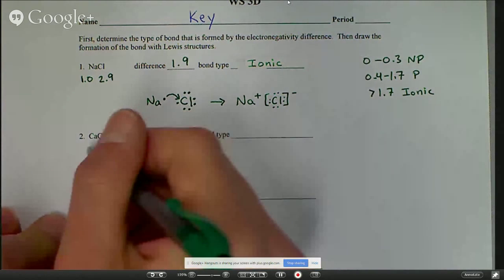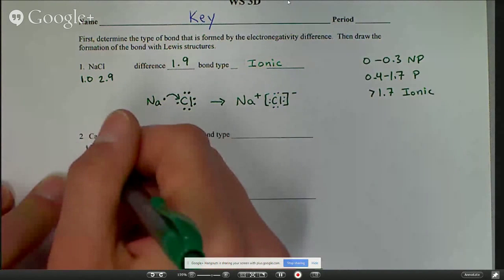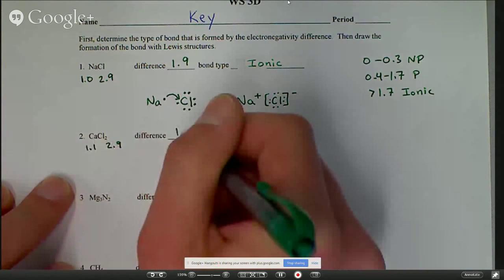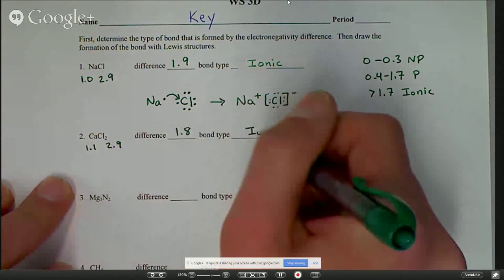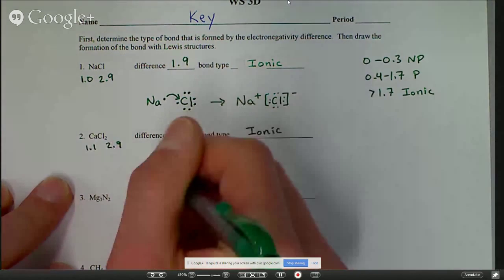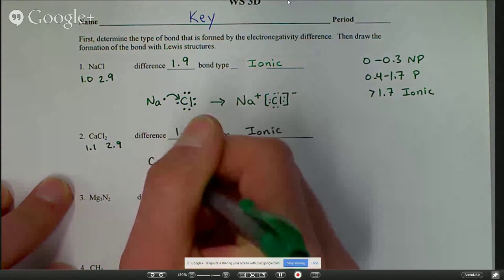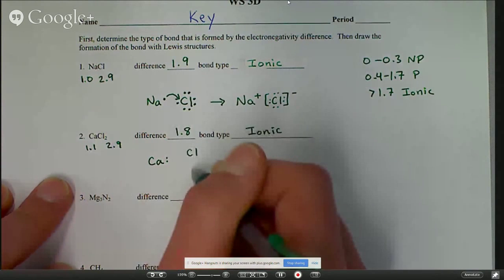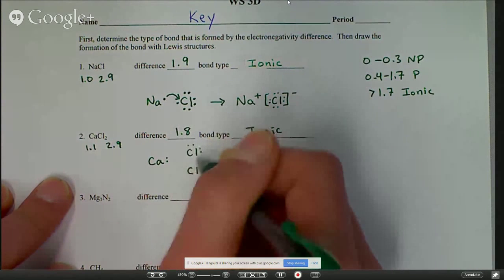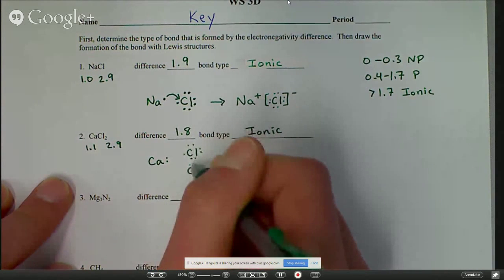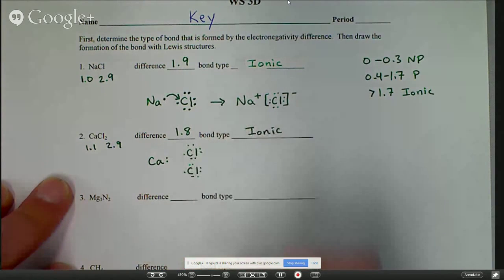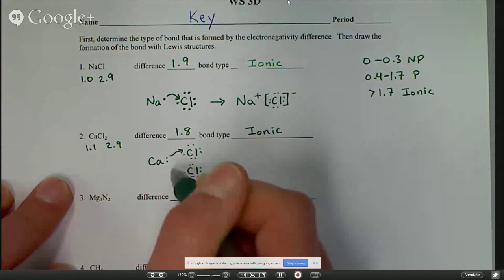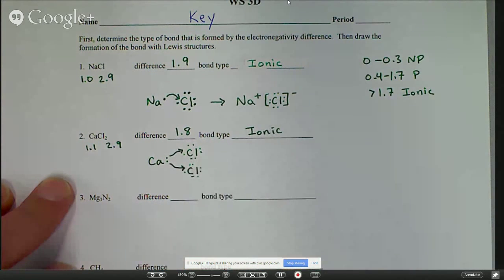We go on to the next one. Calcium is 1.1, chlorine is 2.9. The difference is 1.8, which again suggests that it's ionic. This time we have 1 calcium with 2 valence electrons, and we have 2 chlorines. Each chlorine, pardon the bell, has 7 valence electrons. And so we show 1 calcium electron going up here and the other going over here.